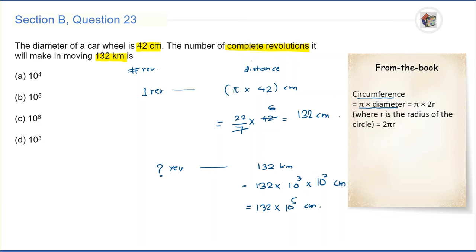Now understand here that if each 132 centimeter had one revolution, then how many 132 centimeters do you have here? You have 10 to the power 5 132 centimeters. So that is the number of revolutions that you're going to have. The correct answer is B.